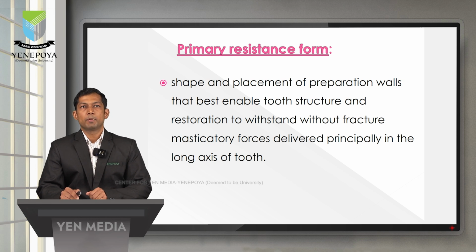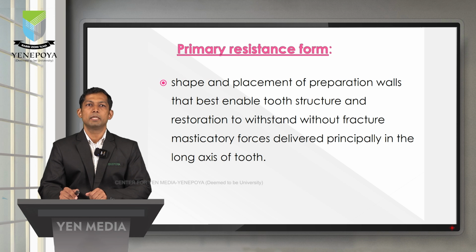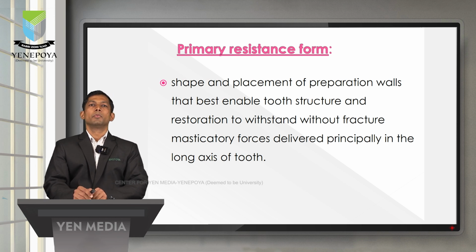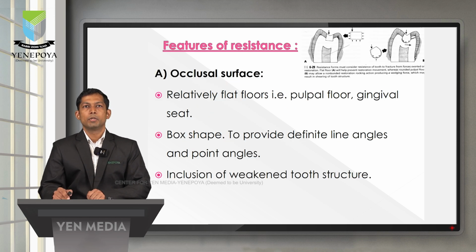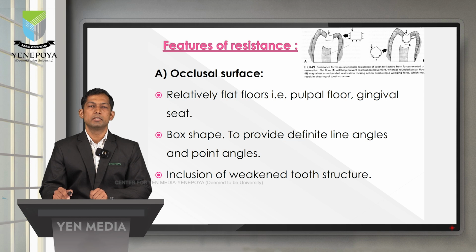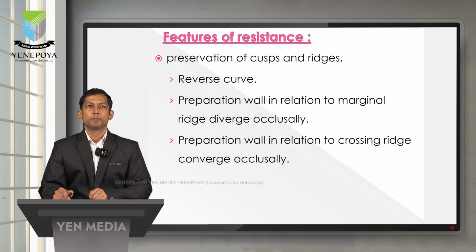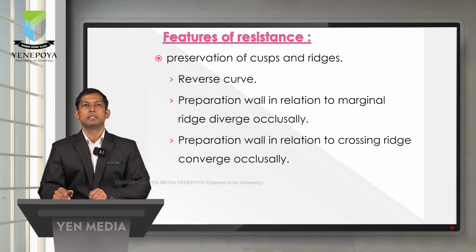The next step is primary resistance form. It is the shape and placement of preparation walls that best enable tooth structure and restoration to withstand, without fracture, masticatory forces delivered principally in the long axis of the tooth. Coming to the features of resistance, in the occlusal surface you need to provide relatively flat pulpal floors and gingival seat. It should be box shaped to provide definite line angles and point angles, inclusion of weakened tooth structure, preservation of cusps and ridges, and a reverse curve needs to be given, which I mentioned earlier.